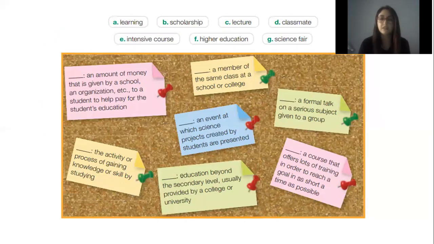The second activity is matching. You have to read the concepts on the top, learning, scholarship, lecture, and classmates, and match them with their definitions. For example, the first one is an amount of money that is given by a school or an organization, etc., to students to help pay for the students' education. So you have to see, is this learning? Is it scholarship? Is it lecture, classmates? You put then the letter that corresponds to each one.